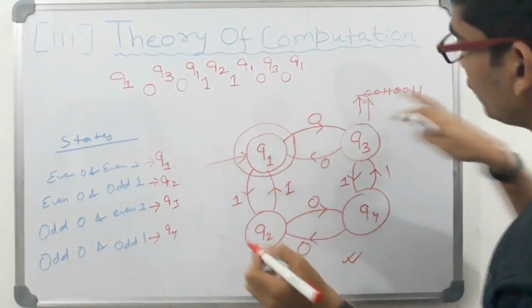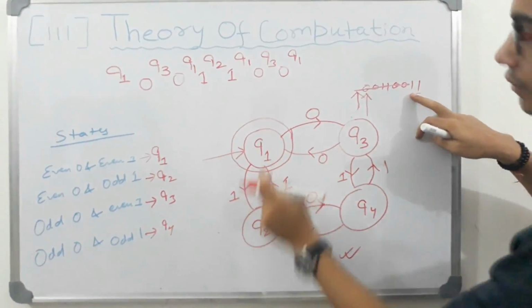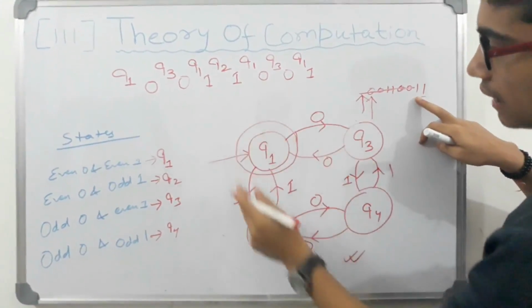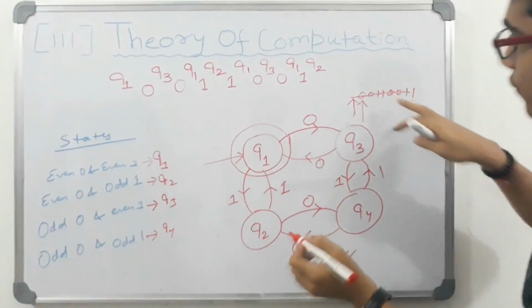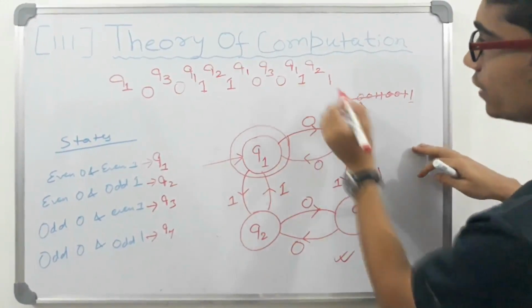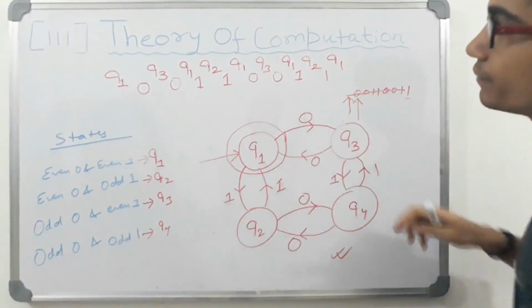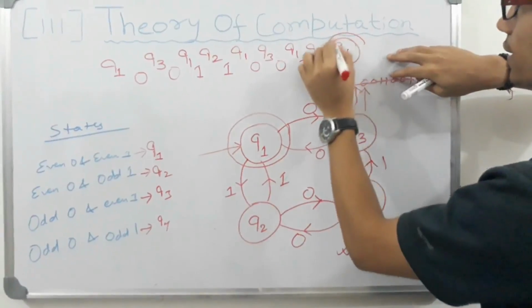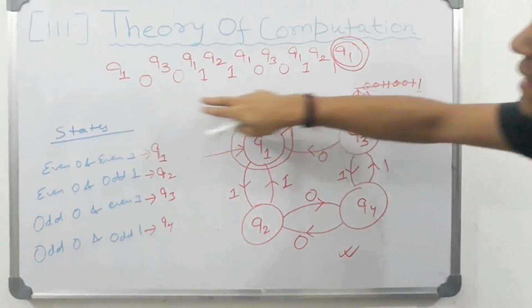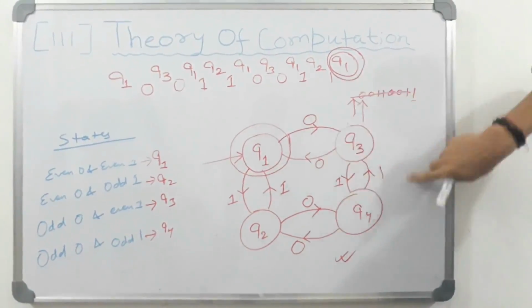Now from Q1 to 1, I will go to Q2. This one is done. Now from Q2 to 1, I am at Q1. See, finally we reach Q1 and this Q1 is your final state, isn't it? So scanning these strings, I reach Q1 through this model.